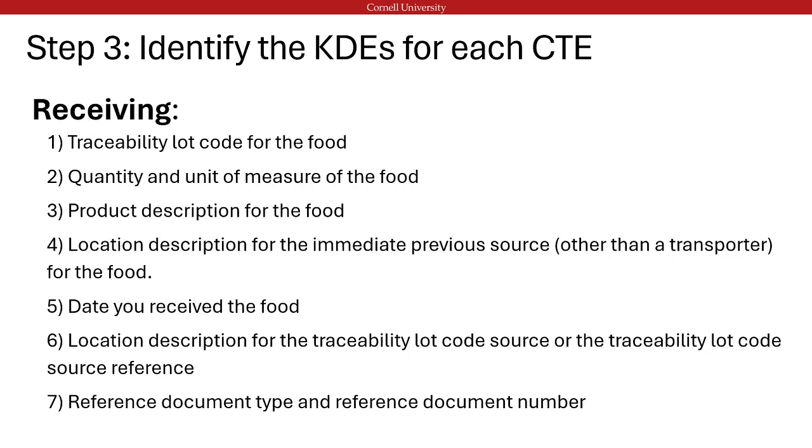And number 6 here is the location description for the traceability lot code source, or the traceability lot code source reference. Basically, that just refers to the location where the first traceability code was assigned. So whoever the supplier was in this case would be the ones that assigned the traceability lot code, and the source would be the location that they did that at. And finally, just some logistical things such as a reference document type and reference document number, which should, in most cases, already be set up within your internal scheme in your organization.